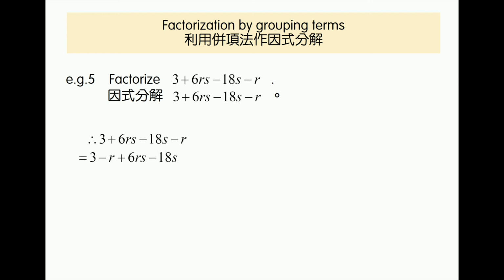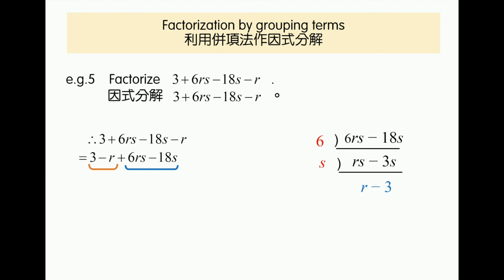We first move negative r forward, 3 minus r as a group. 6rs minus 18s as one group. Let's look at the blue terms. 6rs minus 18s. Focusing on numbers, we could first take out 6. However, we're not finished. We can still see that s is the same, so we take it out. We are left with r minus 3.